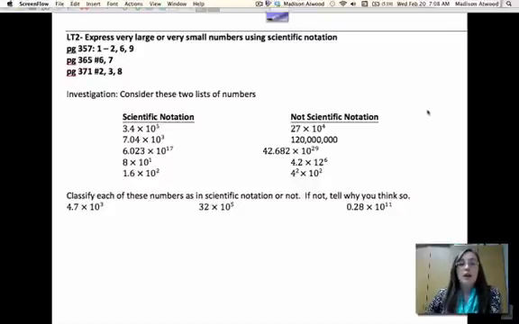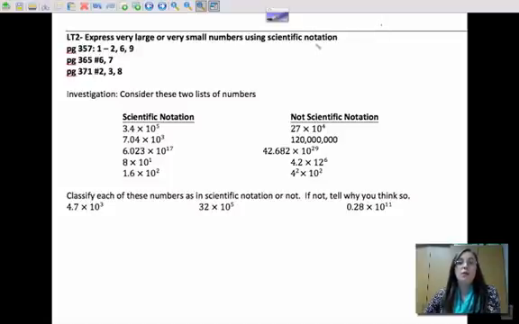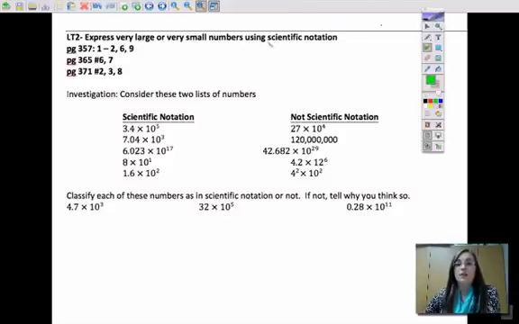So remember that in class we talked about contagion, and we talked about how things can grow exponentially and get large really fast, or how things can decay and get really, really small really fast. And so we need a way to write those really large or really small numbers more easily. To do that, we use scientific notation.